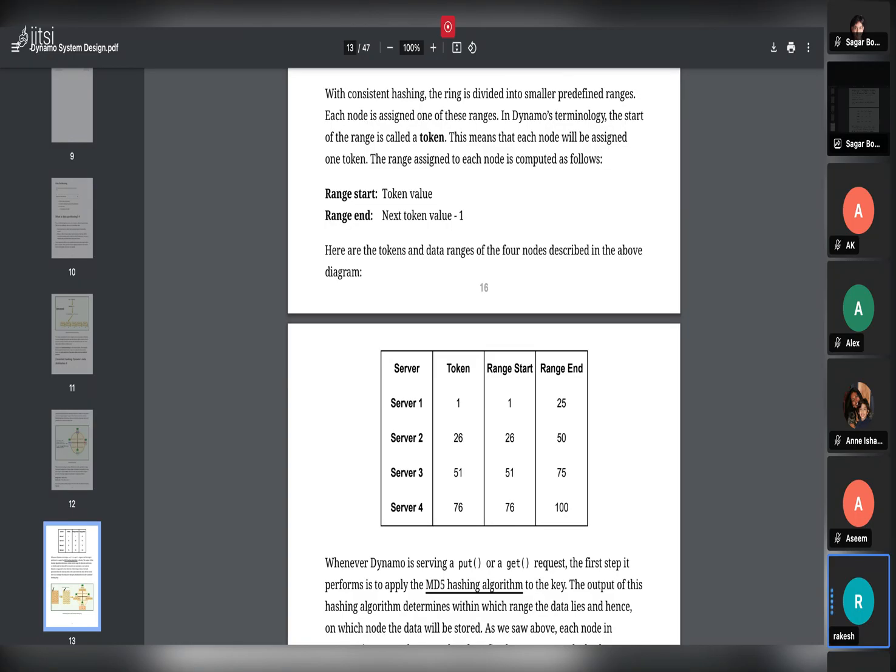Okay, so whenever Dynamo is serving put and get requests, the first step it performs is to apply the MD5 hashing algorithm to the key. The output of this hashing algorithm determines within which range the data lies and hence on which node the data will be stored, as we saw above.